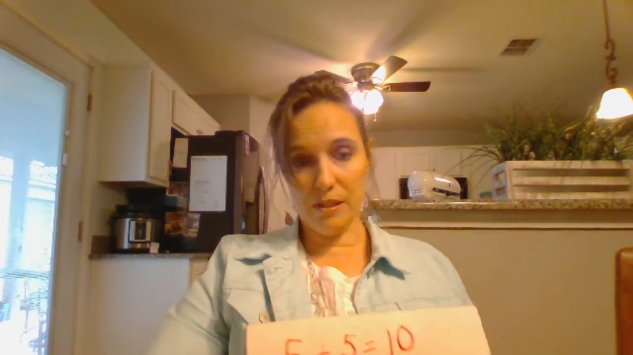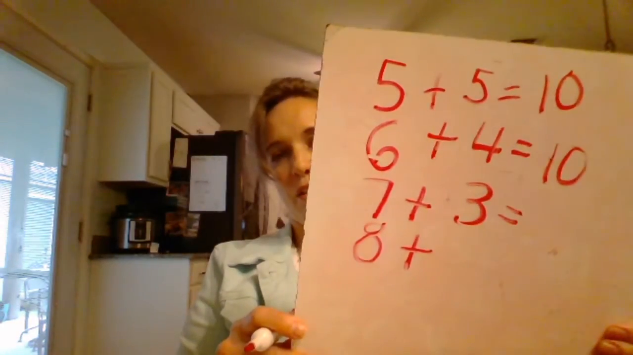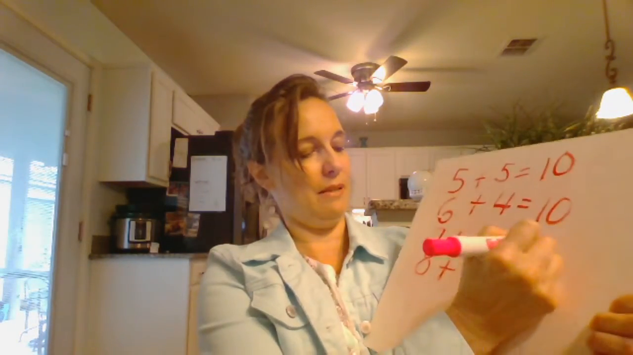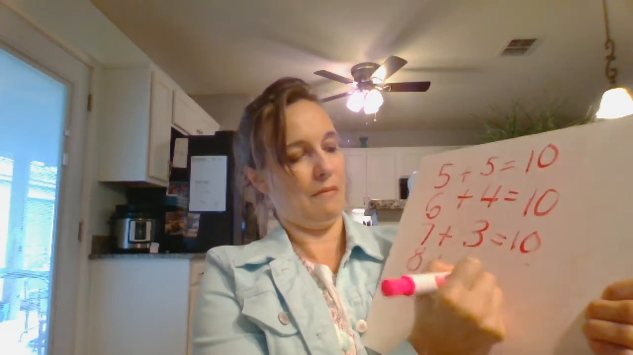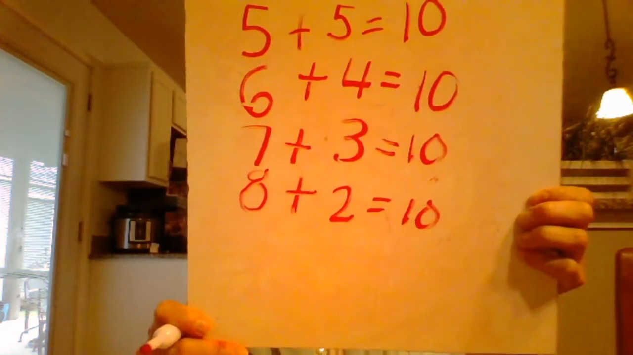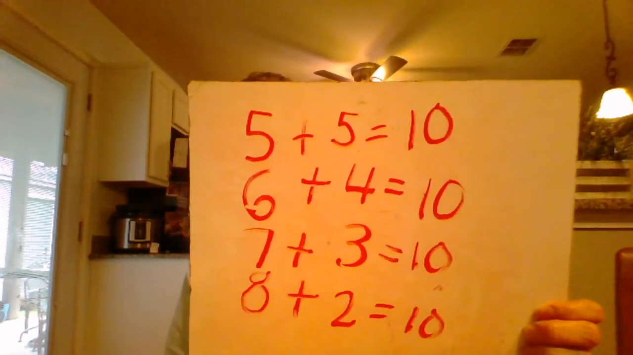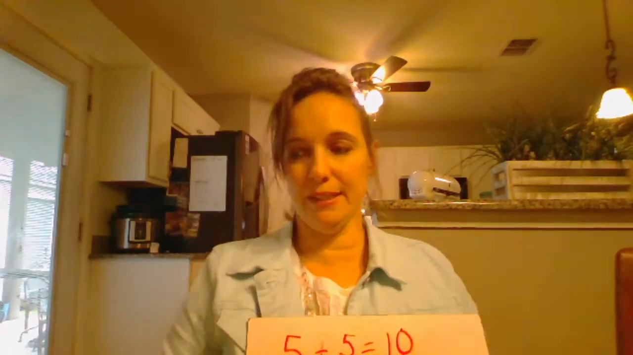All right, so all these numbers go together. 8 and a 2 and a 10. 7 and a 3 and a 10. Oops, I didn't put that down. I've been saying it, but I haven't been writing it, so sorry. And a 6 and a 4 and a 10. And a 5 and a 5 and a 10.